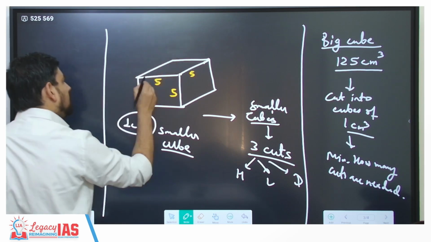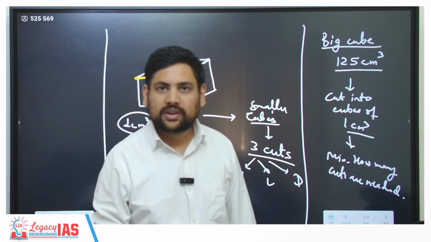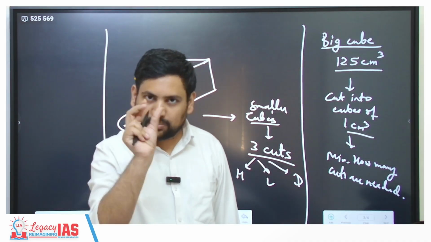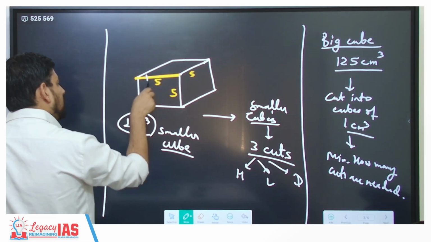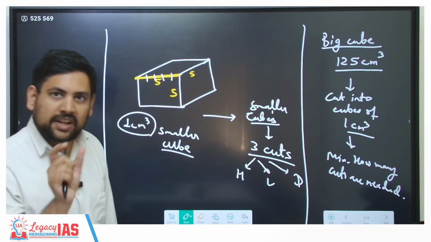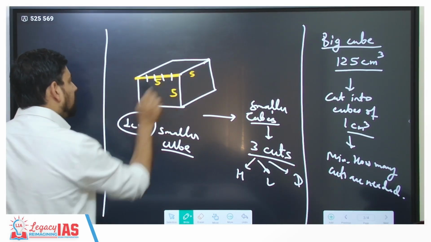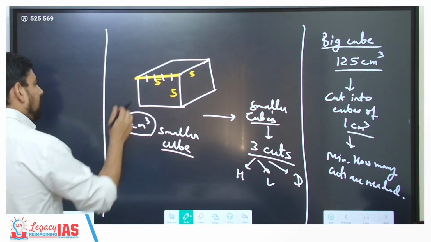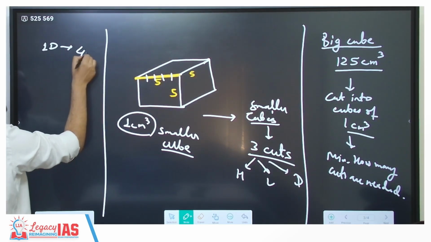Now can you see in this length side how many pieces do I want? I want to have 1 centimeter cubes, small cubes. So basically I want not this 5 length, I want it to be 1 length. So 1, 2, 3, 4, 5 pieces of 1 centimeter length. Correct? Now how many cuts do you require?